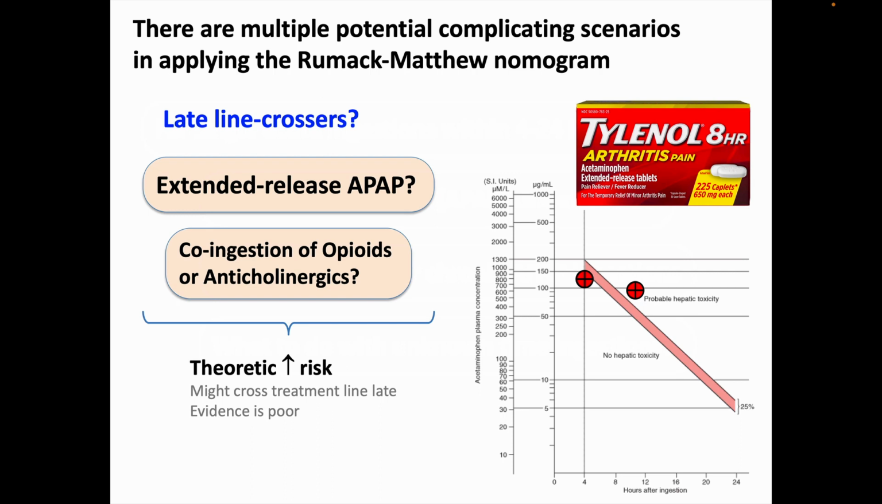In some scenarios, there is a concern that a patient could have an initial APAP level below the treatment line, but if you checked it again later, it might be above the treatment line. For instance, there are extended-release Tylenol formulations where each tablet is composed of a slow-releasing core surrounded by regular Tylenol. The idea being that it's like taking one Tylenol now and another one a few hours later. Also, if a patient co-ingested a drug that slowed GI motility, such as opioids or anticholinergic agents, that might delay the absorption of acetaminophen since it'll hang out longer in the stomach before moving on to the small intestine where it's absorbed better. Theoretically, these situations all could increase the risk of crossing the treatment line late.